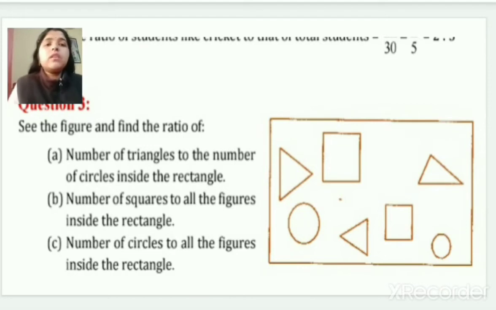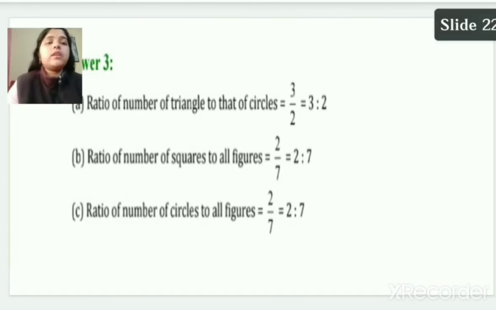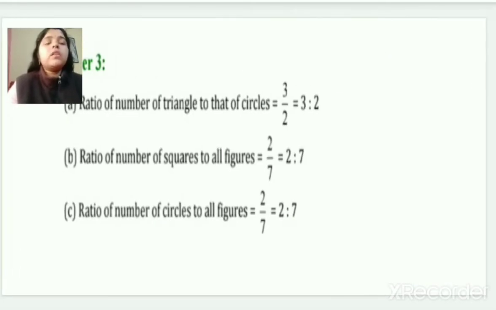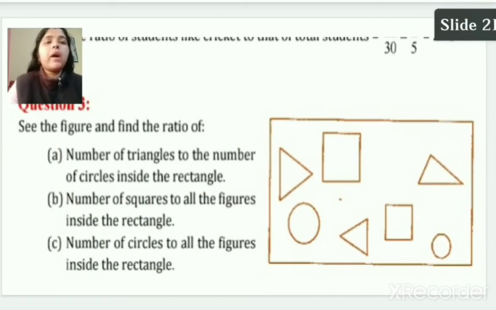So it is asking, see the figure and find the ratio of. First, we have the number of triangles to the number of circles inside the rectangle. This is a big rectangular box. Inside there are some shapes. So how many triangles are here? 3. It is asking the number of triangles to the number of circles inside the rectangle. Yes, so what will be the first part? The ratio of the number of triangles to that of circles will be equal to 3 by 2.